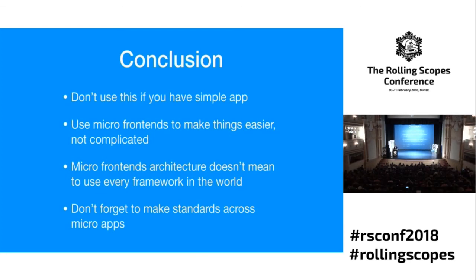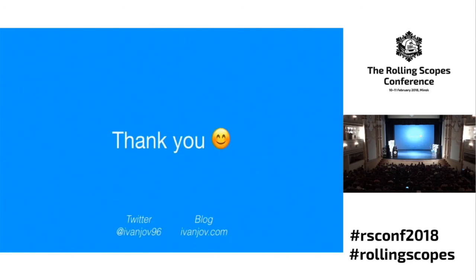And micro frontends also doesn't mean to use every new framework in the world. So when you, for example, read Hacker News, you see something.js that came up. You don't really need to put that inside your app. And don't forget to make standards across your repos and your development teams, because your teams can use anything, but have at least the same ESLint configuration. It will make things easier, and developers who jump around the teams will know what to expect in the other teams. And that was everything from me. Thanks a lot.